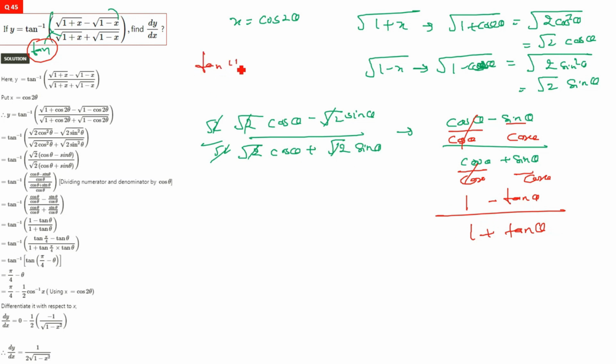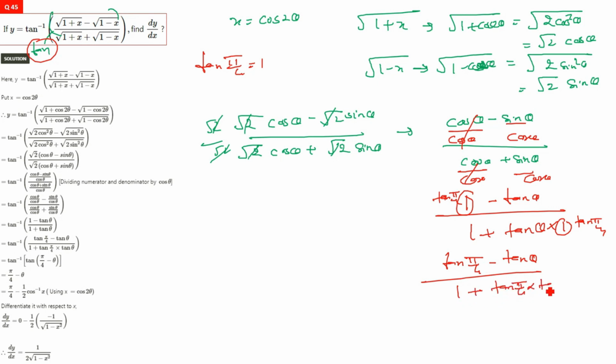Now how to make it as tan? We know tan pi by 4, tan 45 degrees is 1. So in this place I am going to replace it by tan pi by 4. I am assuming this to be tan theta into 1. Again replacing 1 by tan pi by 4. So finally it became tan pi by 4 minus tan theta divided by 1 plus tan pi by 4 into tan theta. And what is this? That is tan A minus B. A is what? Pi by 4. B is theta. So it will be tan pi by 4 minus theta.